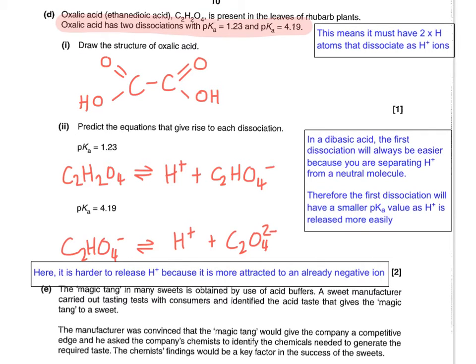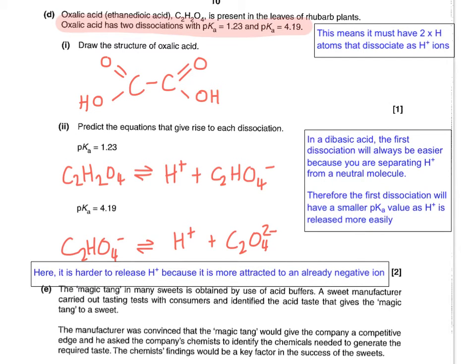And therefore the attraction between the negatively charged ion and the hydrogen will make sure it doesn't come off quite so easily. So the second dissociation will have a larger pKa value, being a weaker acid, and the first dissociation will have a smaller pKa value, being a stronger acid.